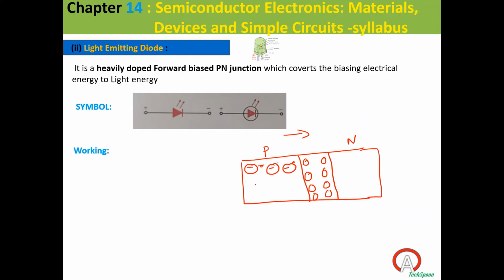So these are holes, and what will be here? It will be positive and electrons, right? So this is the way of formation. Here only negative ions and positive ions. This is the way the PN junction is formed. Initially, diffusion current will be there.